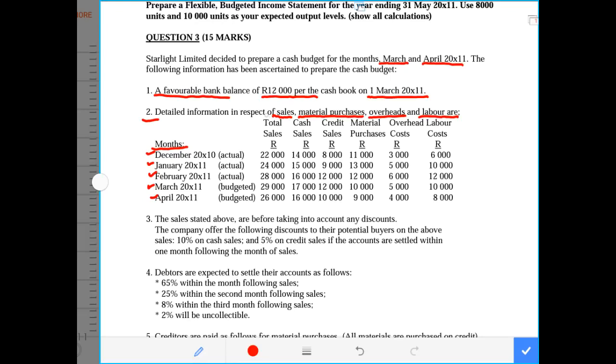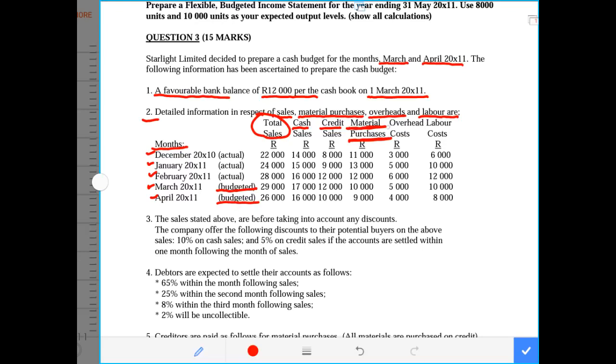And we are given our total sales, which are made up of cash sales and credit sales. Then after, we have material purchases. So now this is the material purchases budget. If you remember, we have done the material purchases budget. So this information will be from the material purchases budget, more especially the budgeted one, which is for March and April.